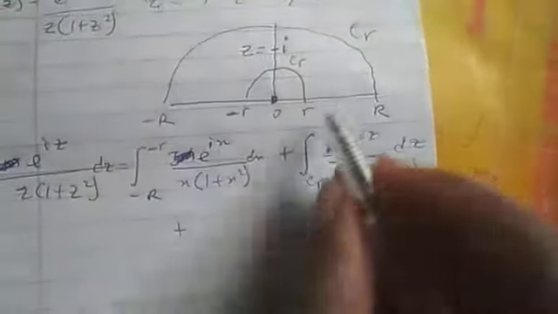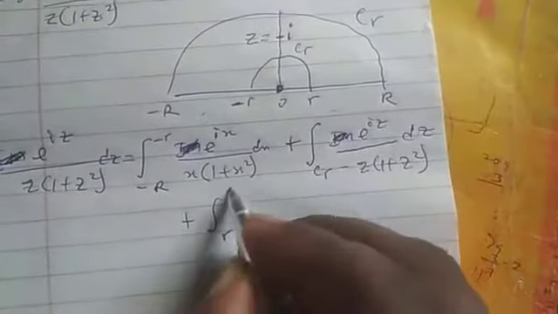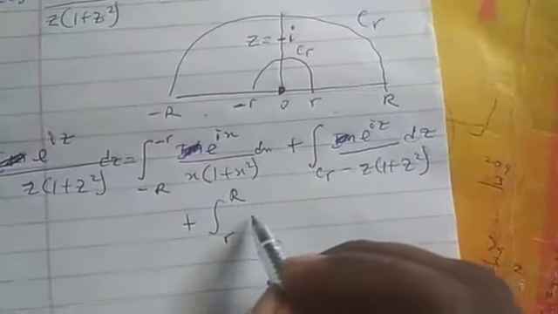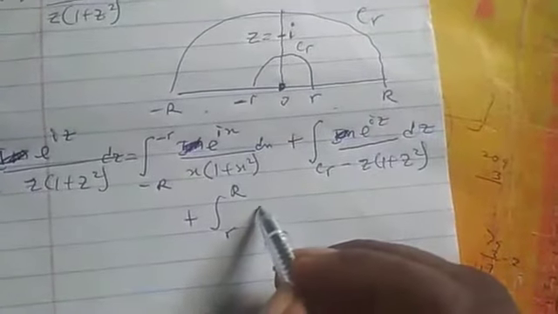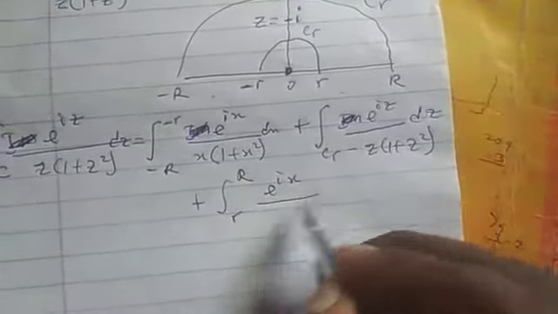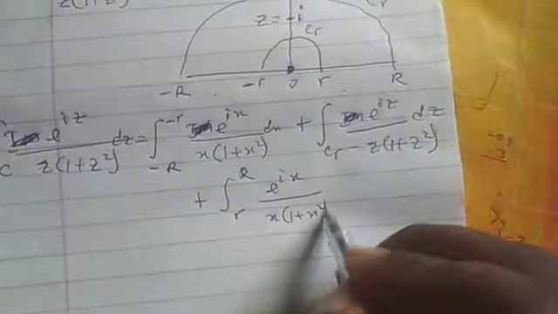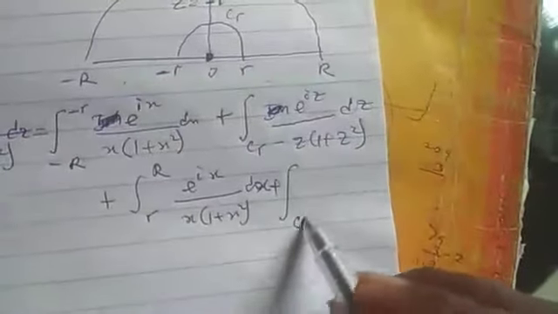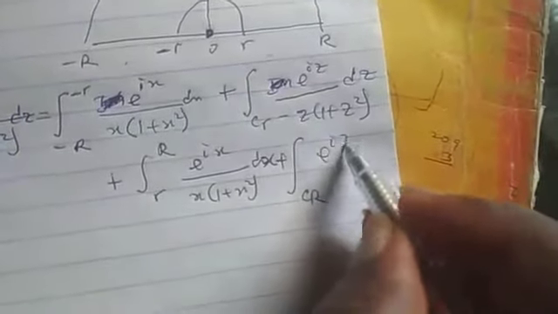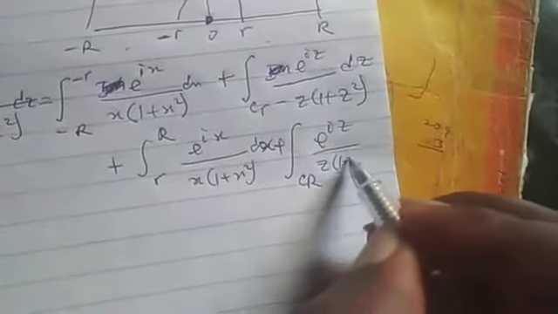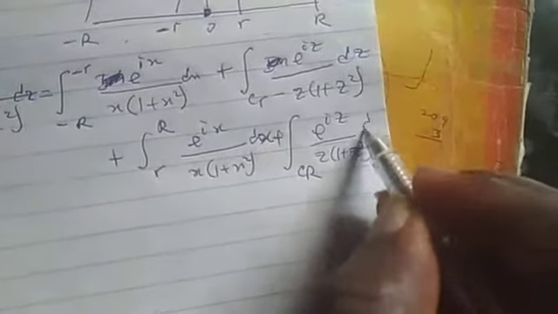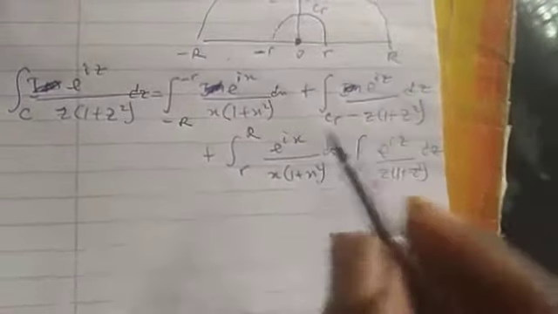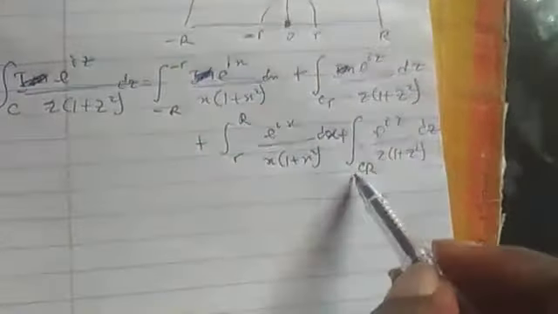It remains this one, r to big R. This is exponential ix over x into 1 plus x squared dx. And finally the big R, C big R, exponential iz over z into 1 plus z squared dz. Without stressing myself, we should know that this one is 0.